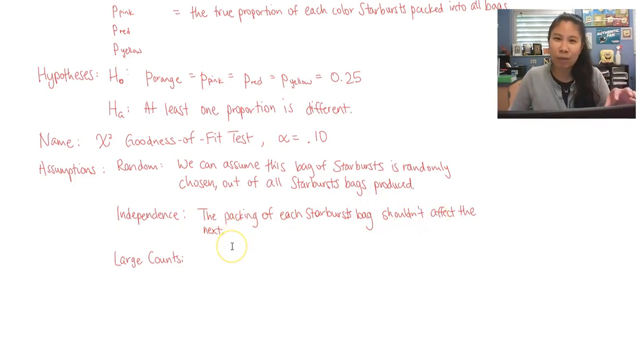So if our sample is independent from each of the other Starburst bags, then when they packed them, it shouldn't really have affected each other. And so that's something we're assuming because obviously we don't know for sure, but we can assume this because these are assumptions. All right, last thing, large counts.